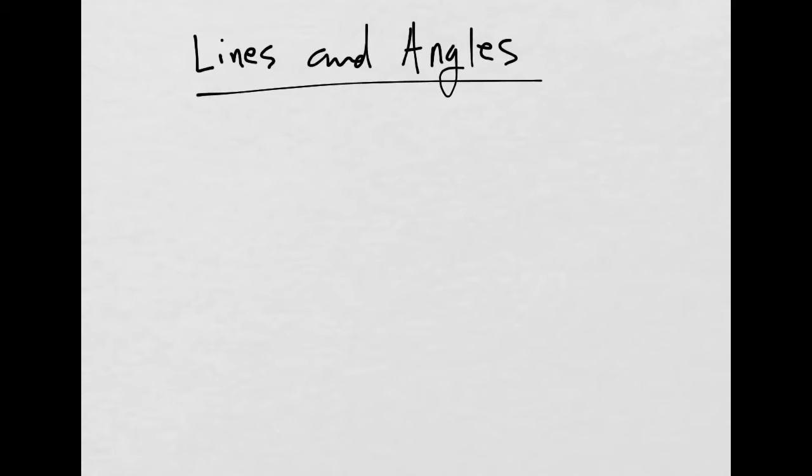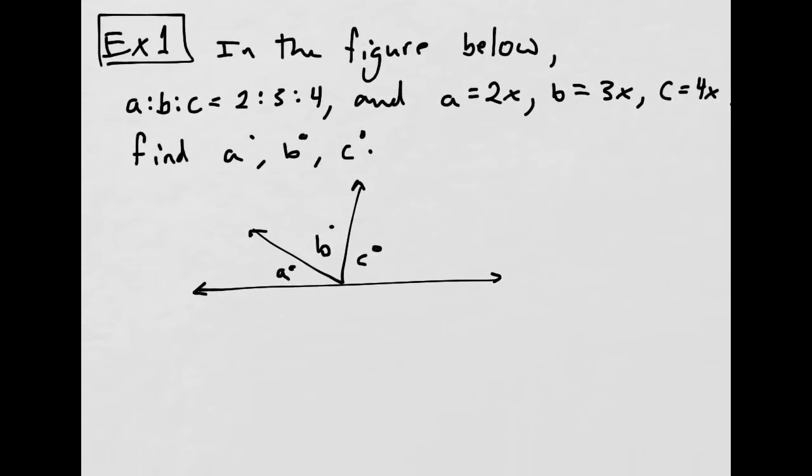Lines and angles. We are going to talk about a little bit of geometry, review some geometry facts, and try to do some stuff. All right, so we have an example here, and it says in the figure below, that's this one. The ratio, this is a ratio, it's with 3 parts. The ratio of A to B to C is 2 to 3 to 4. So what you can say is like the ratio of A to B is 2 to 3, or the ratio of B to C is 3 to 4, and so forth. Also they give us that A is 2x, B is 3x, and C is 4x. Find A, B, and C.